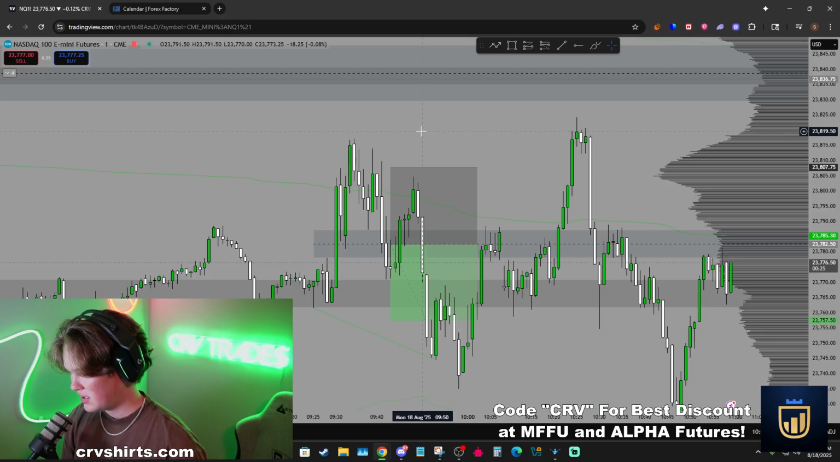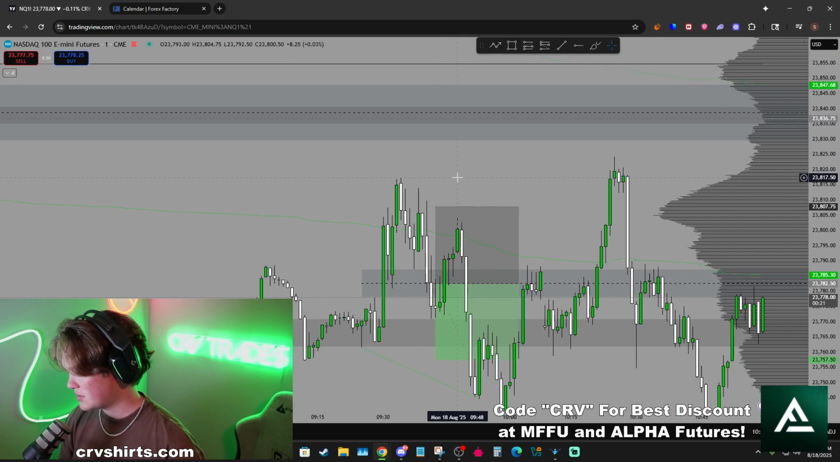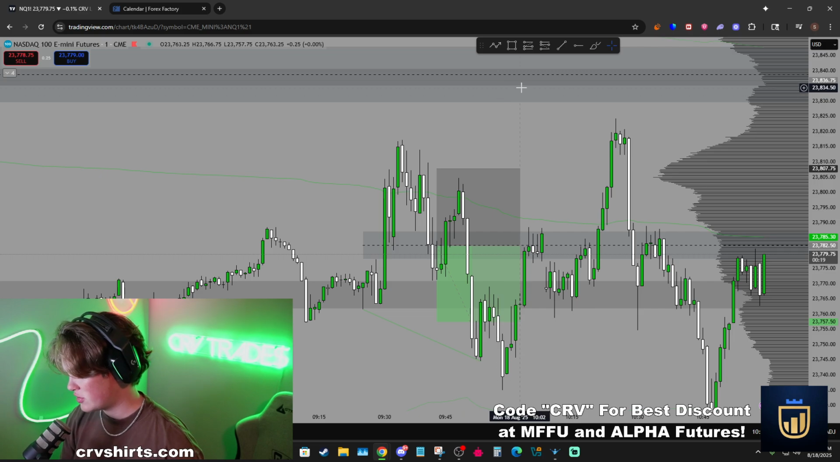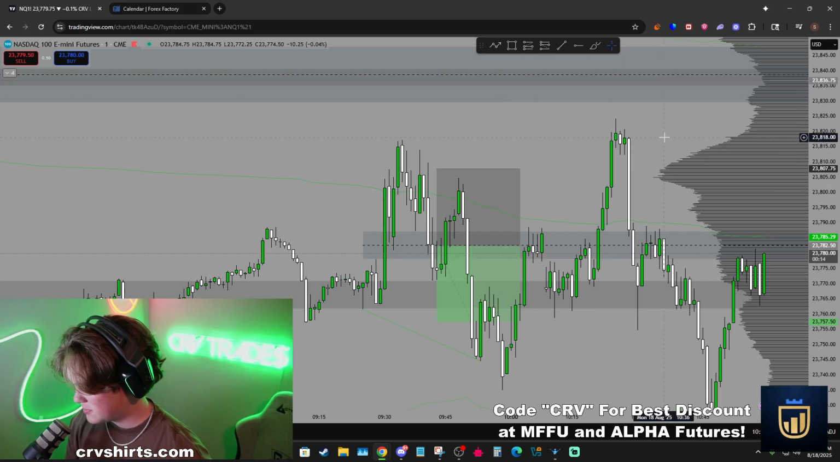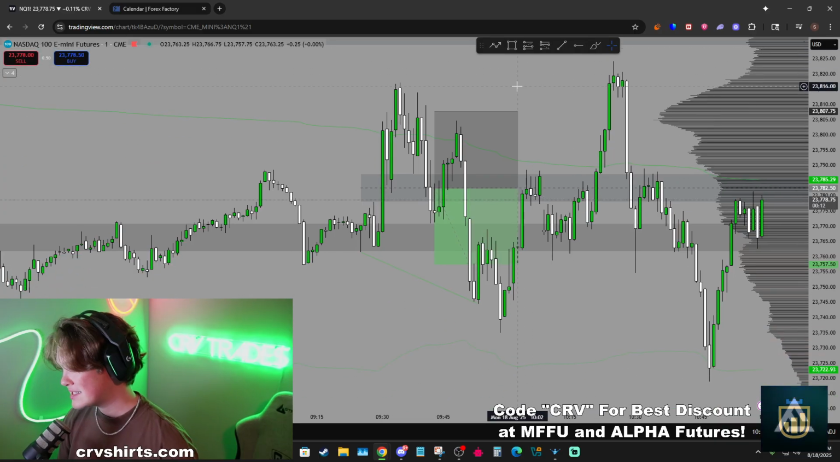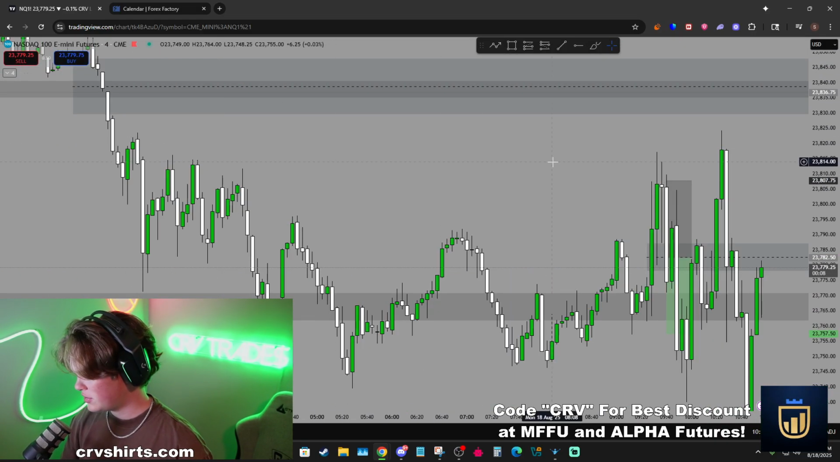So for this trade today, these are gonna be really quick. Basically what I was looking for is, I trade 5-minute inverses. That's my main strat right now. 5-minute inverses, 1-minute consequent encroachment, which is basically just retracement to the midpoint, and that's exactly what I looked for today.